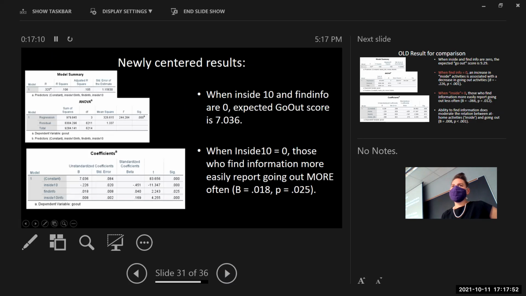Where I'm interpreting this is when inside 10 is 0 and when find info is 0. Now when inside 10 is 0, inside is equal to 10. I know that's weird. It sounds weird, but that's what it is, right? I changed it so that inside 10 means 0 is 10. So when inside 10 equals 0, those who find information more easily report going out more often. My B here is 0.018.